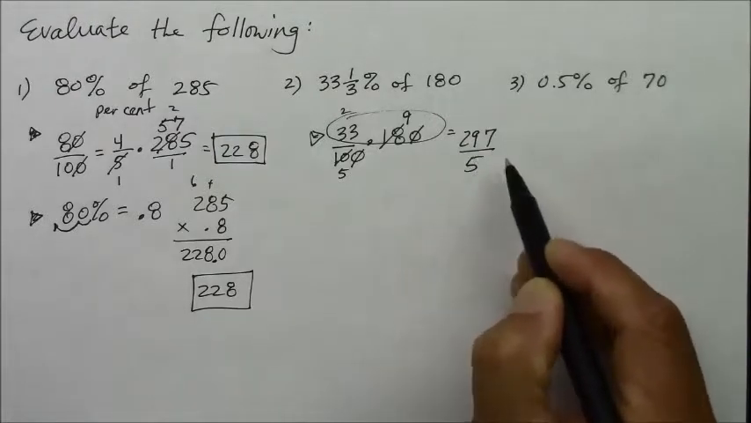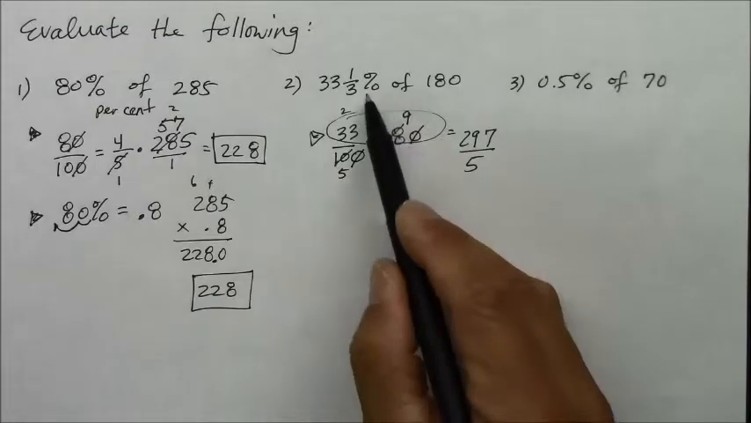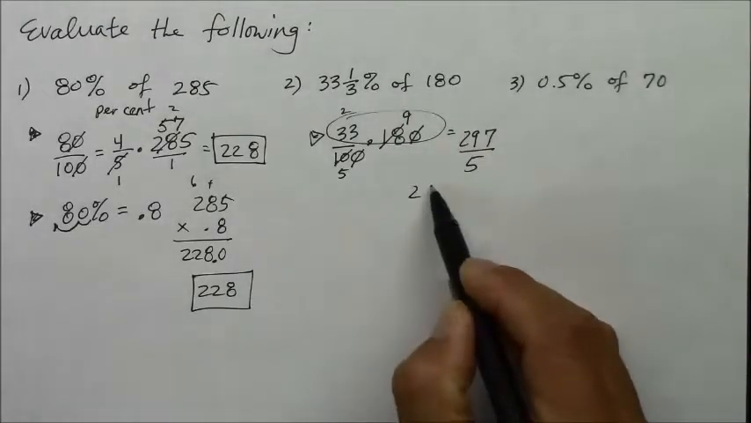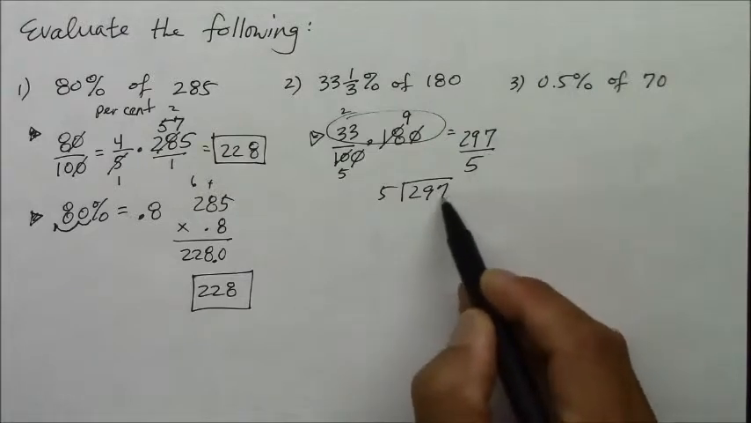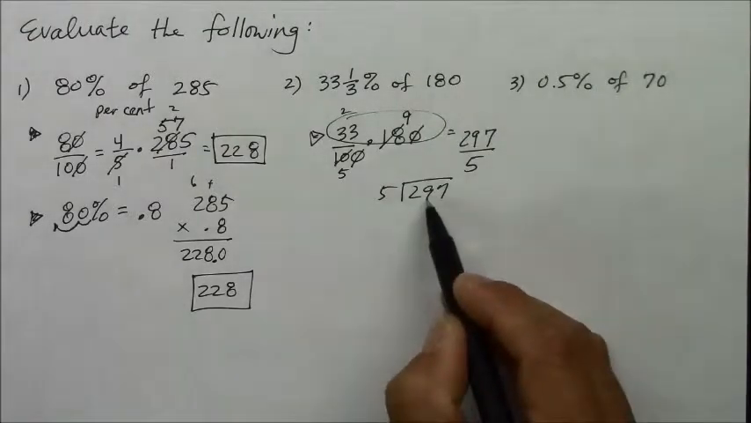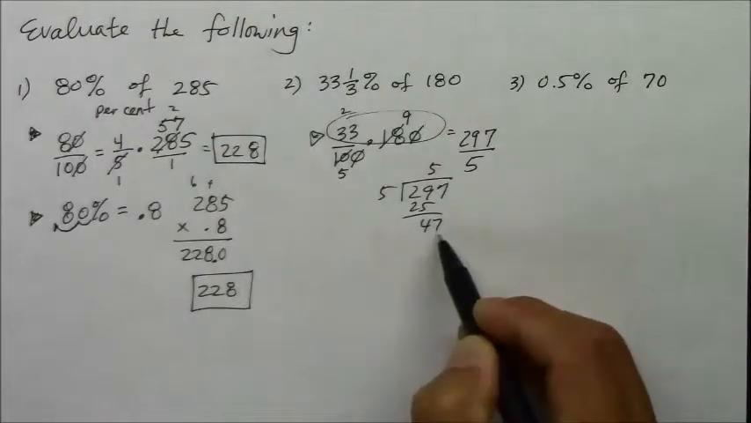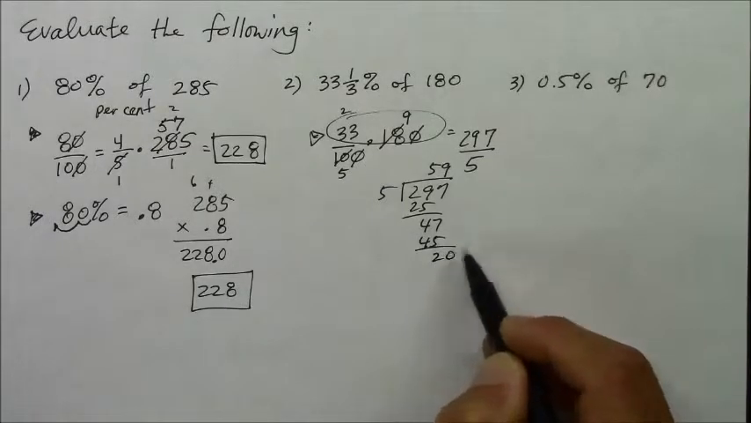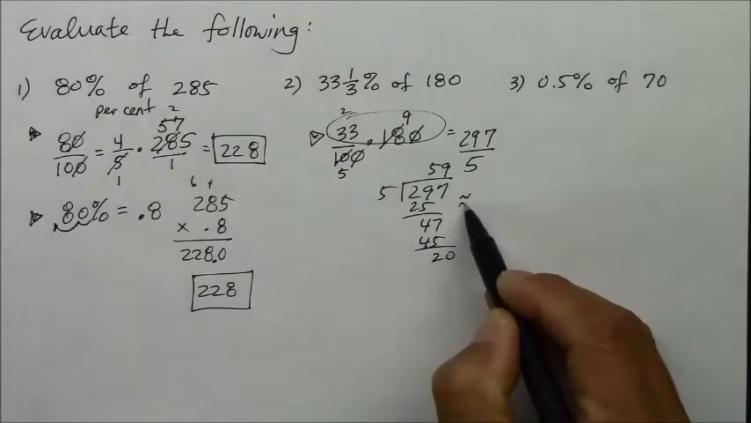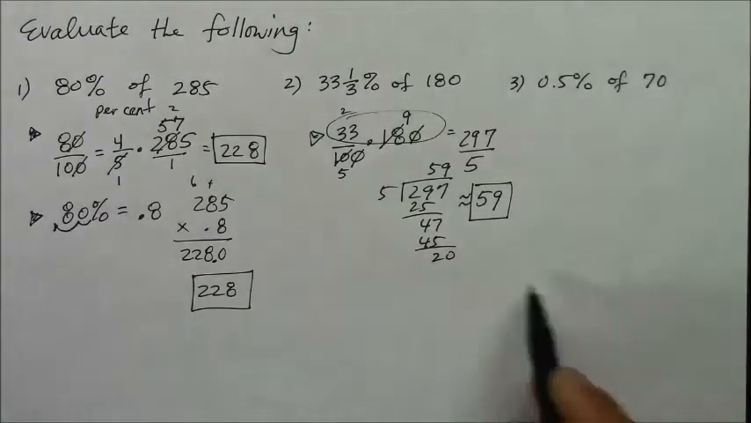Divide that by 5, and that should give you the actual number, which is 33 and 1/3% of 180, which is 297. 5 goes into 297. Remember, top number goes inside. 5 goes into 29 without going over 5 times. 5 goes into 47 without going over 9 times. And some leftover stuff. So we could say approximately 59. So that's one way to do it.